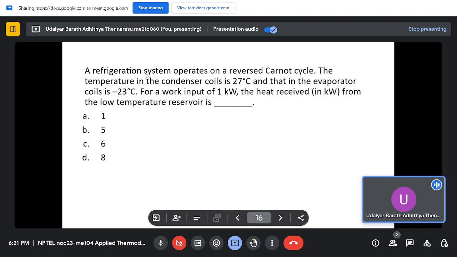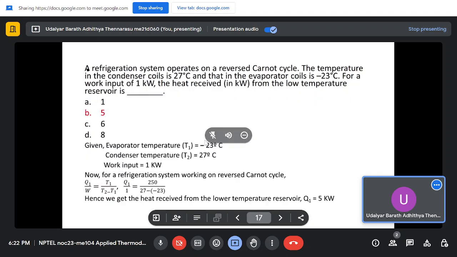The heat the evaporator can pick up is also called the cooling capacity of the system. Here the Carnot cycle is operating between two temperatures: 27 degrees Celsius, which is the hot reservoir, and the cold reservoir at minus 23 degrees Celsius, and you are supplying 1 kilowatt of work to the reverse Carnot cycle. We need to find the heat transferred in the low temperature reservoir. It's pretty simple. We know the evaporator temperature is minus 23 and the condenser temperature is 27.